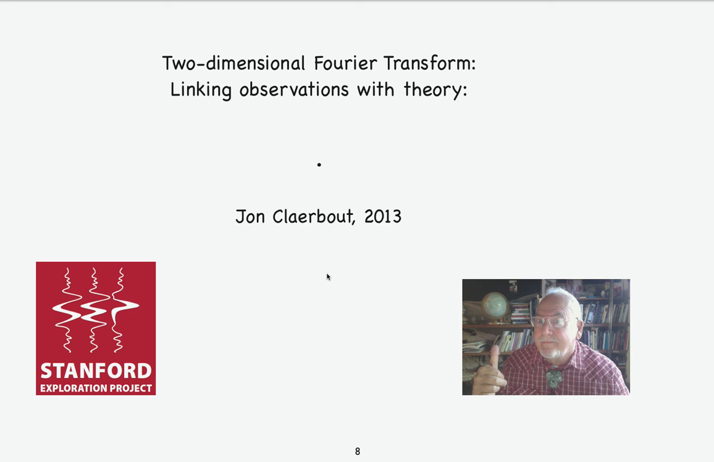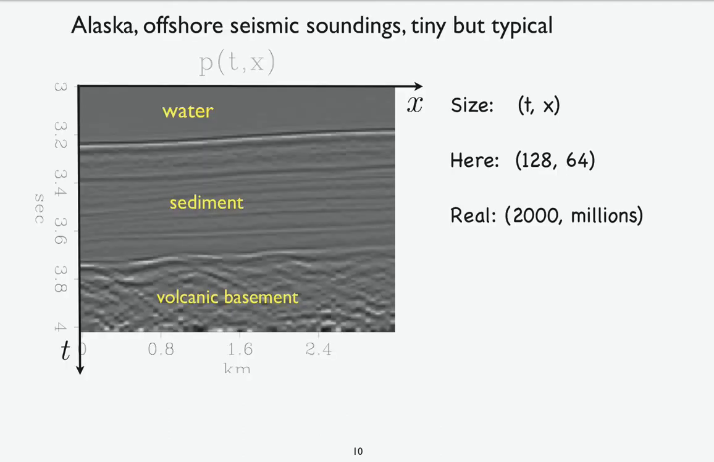Two-dimensional Fourier transform, linking observations with theory. What are we going to do next? We're going to see how to do the computations. The heart of the matter: you have to do the computations before you can do anything. Here is the data set that we are going to do a two-dimensional Fourier transform on.